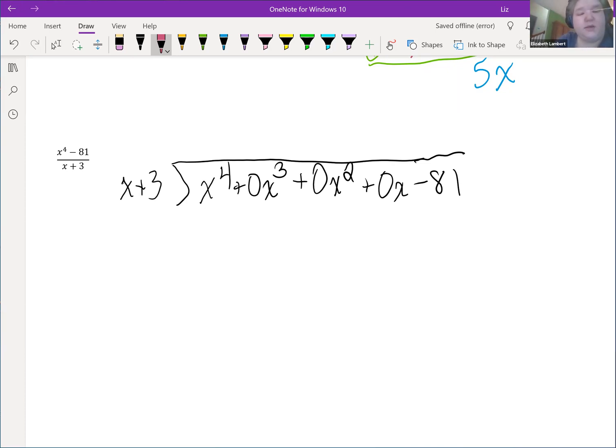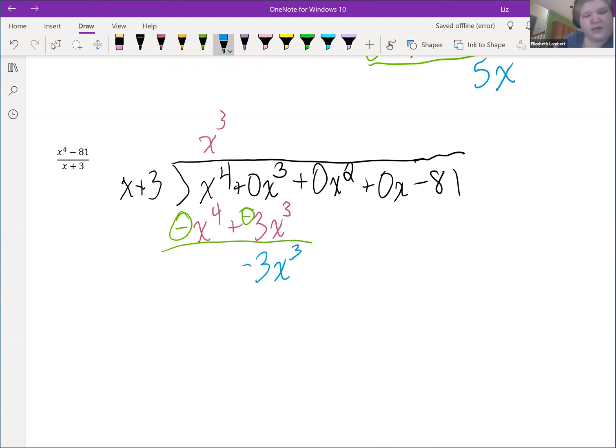All right. So I'm going to need an x to the 3rd. So I have x to the 4th plus 3x cubed. Change the signs. So minus 3x cubed, and bring down the silly 0. Just need it as a placeholder. That's why I'm calling it silly. So now we've got negative 3x cubed. Start it again. So minus 3x squared.